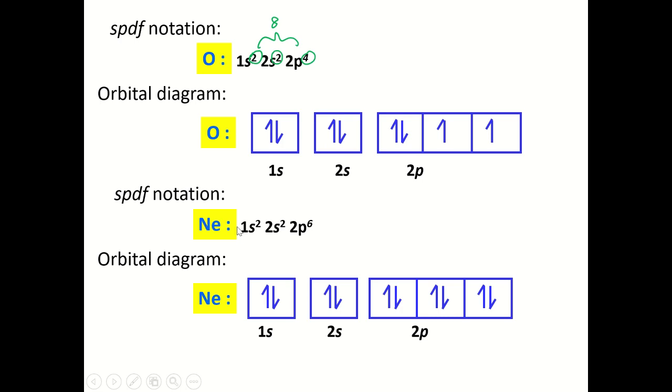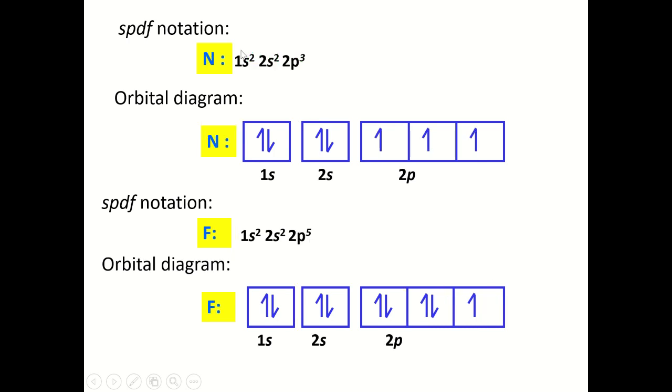Okay, next for neon, since neon consists of 10 electrons, 2 electrons are in the 1s orbital, 2 electrons in the 2s orbital, meanwhile 6 electrons in the 2p orbitals. Nitrogen consists of 7 electrons, so 2 electrons will be in 1s, 2 electrons in 2s orbital, and 3 electrons in the 2p orbitals. Meanwhile, for fluorine, since it contains 9 electrons, 2 electrons will fit into 1s orbital, 2 electrons into the 2s orbital, and 5 electrons in the 2p orbital.